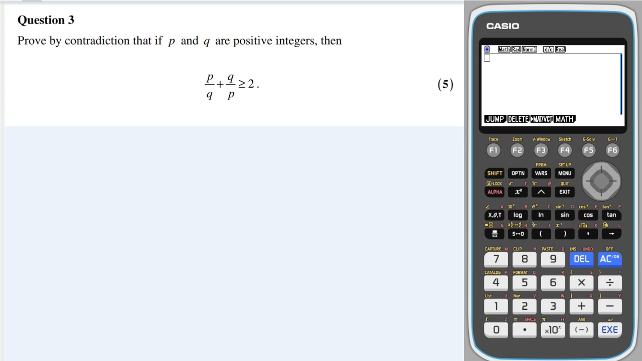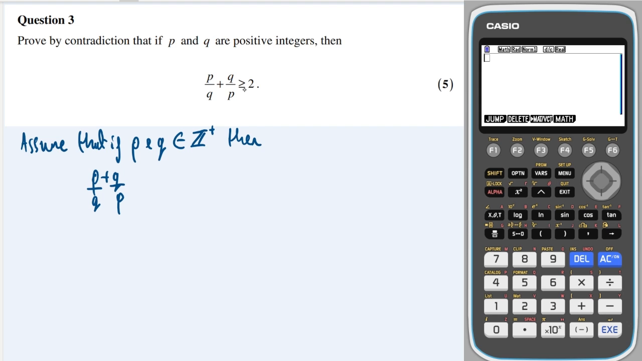Proof by contradiction, and we are asked to prove that if p and q are positive integers, then blah blah blah. Okay, so we do the opposite. We say assume that if p and q are positive integers, then p over q plus q over p is, what's the opposite of being greater than or equal to 2? It's being less than 2.